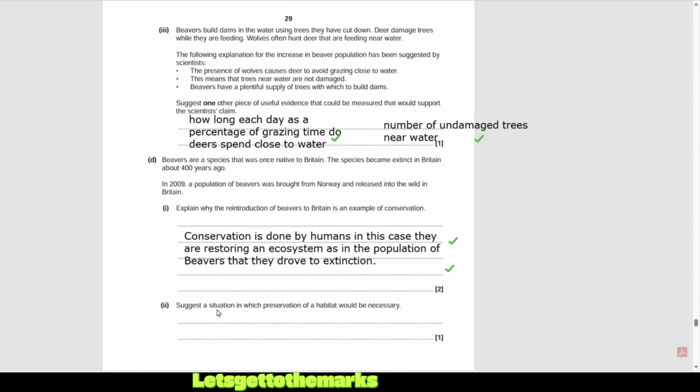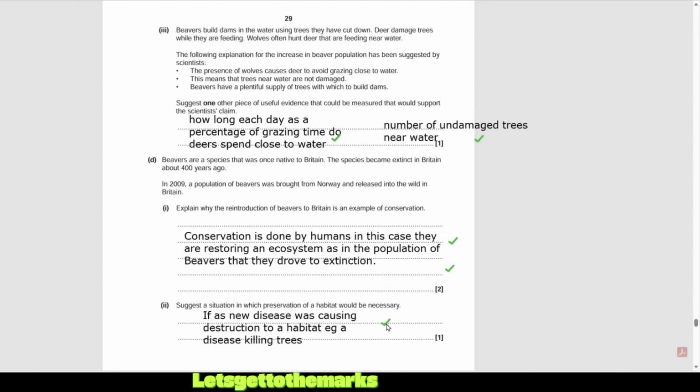Suggest a situation in which the preservation of a habitat would be necessary. So just make a suggestion. In what situation would you need to step in and preserve a habitat? So this could be if a new disease was causing destruction to a habitat, e.g., a disease killing trees. So you want to step in and protect those trees to stop the habitat from being destroyed.